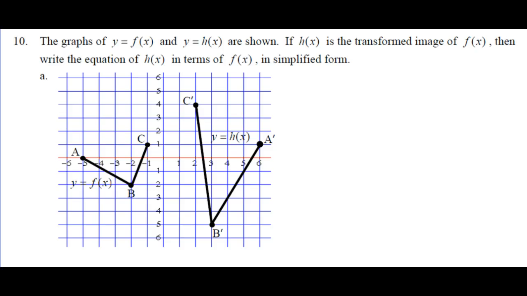All right. Last one that we're going to do today. The graphs of y equals f of x and y equals h of x are shown. Make sure you know which one's which and where you're going from where. What am I starting with? What am I ending with? If h of x is the transformed image, so I'm starting with f of x, which is the graph on the left, and I'm going to the graph on the right. Write the equation of h of x in terms of f of x in simplified form.